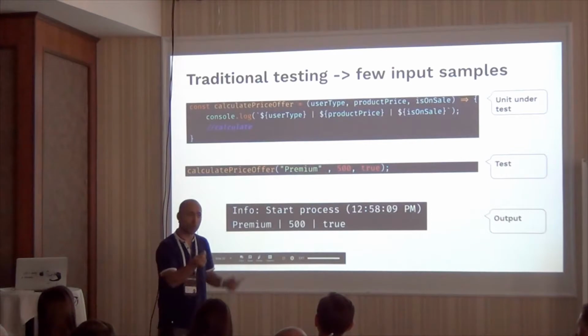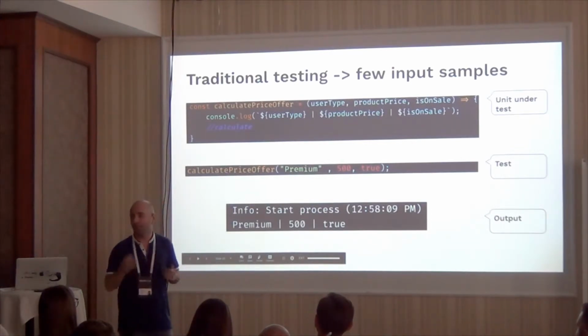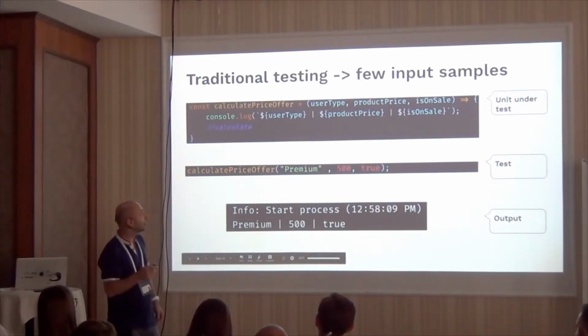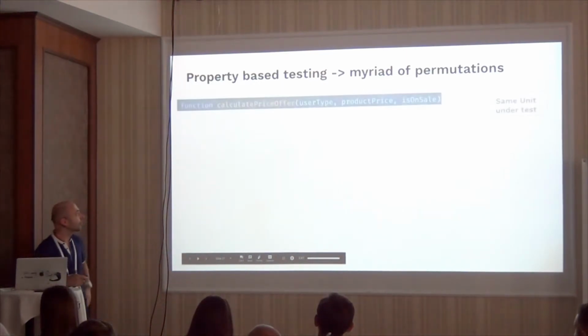I don't know him in person, but I'm sure he tested for it. He probably tested a few inputs. It looks okay. He put it in production. But then came some specific input that he didn't plan for, and he took the 10% of the internet down. So this is what property-based testing aims to improve.